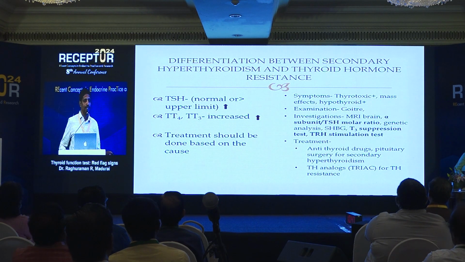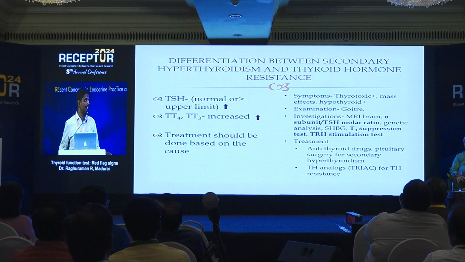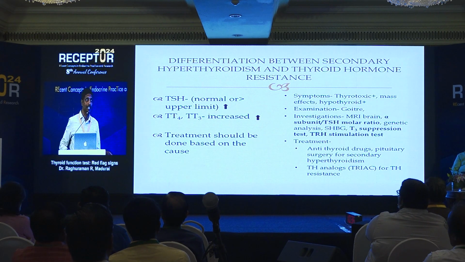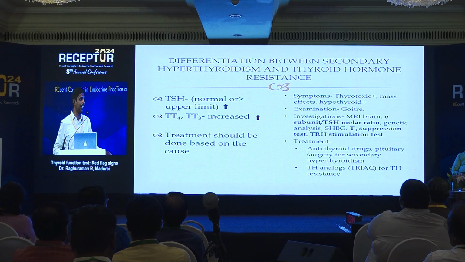And the treatment also varies. For secondary hyperthyroidism, it is antithyroid drugs and thyroid surgery. Whereas for thyroid hormone resistance, normally they don't need any treatment, but sometimes we can use thyroid hormone analogs, that is a trial.